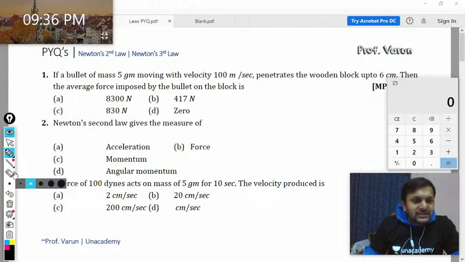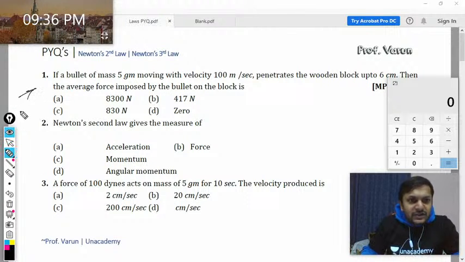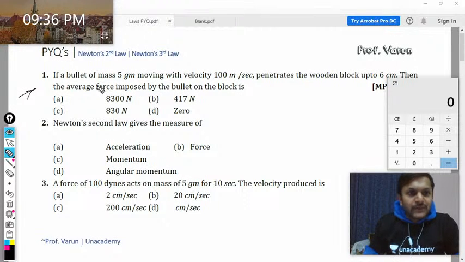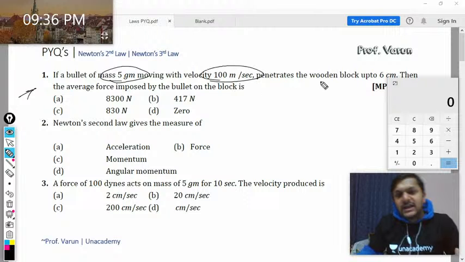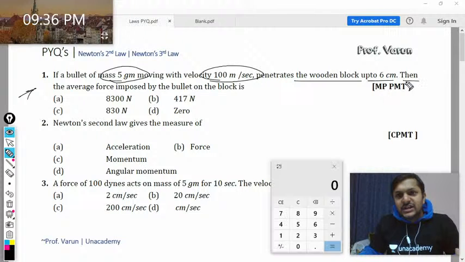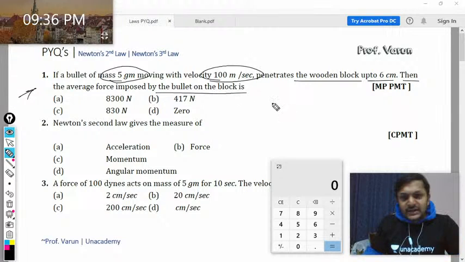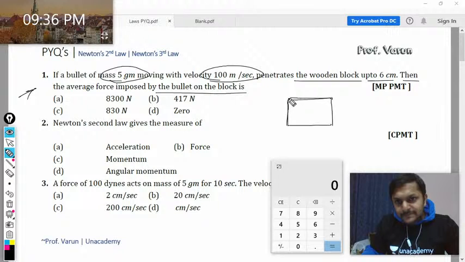So let us start today's class with the first PYQ from the topic of Newton's second law. A bullet of mass 5 grams moving with a velocity penetrates a wooden block up to 6 centimeters. Then the average force imposed by the bullet on the block is. So dear student, this is the question. There is this block here.